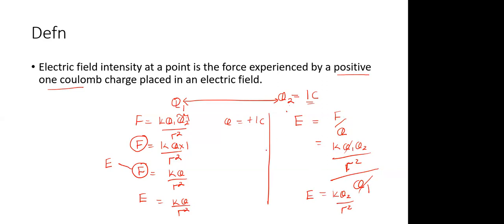So when you are asked to calculate electric field intensity, it is given by this formula. The difference between electric field intensity and the other force that we calculated last time is that here you will only have one charge, and you don't have the second charge. The second charge is the one that is contributing to the one coulomb of charge.